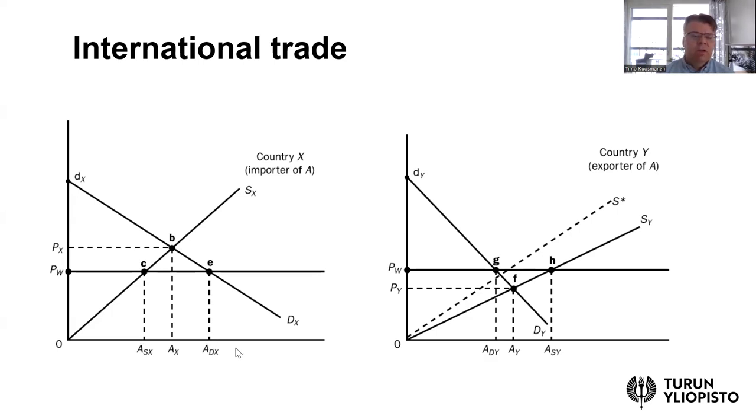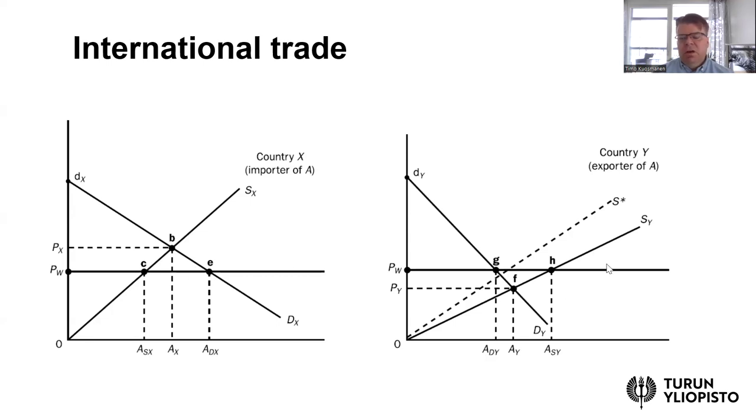So world trade decouples consumption and production in the importing country. Consumption is higher than domestic production, and the difference is imported from other countries, in this example country Y. So we saw that in this case, where initially the domestic price level was higher than the world market price, domestic production decreased and domestic consumption increased, and the difference is covered by imports.